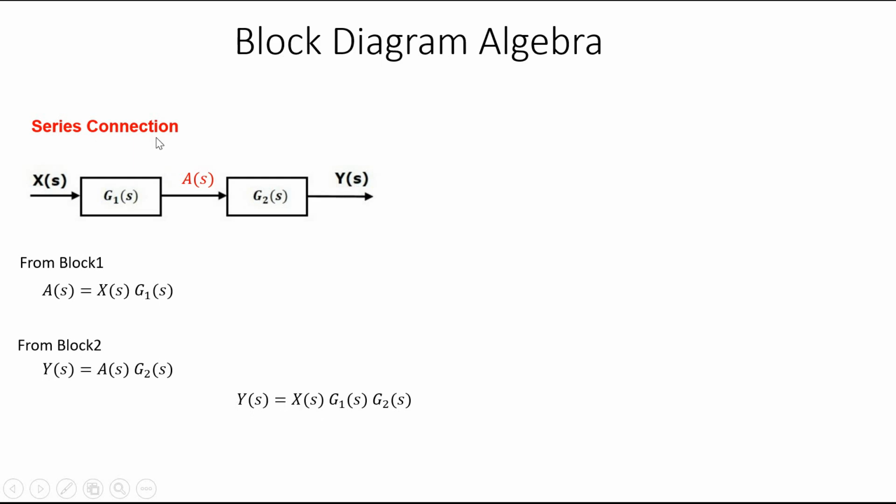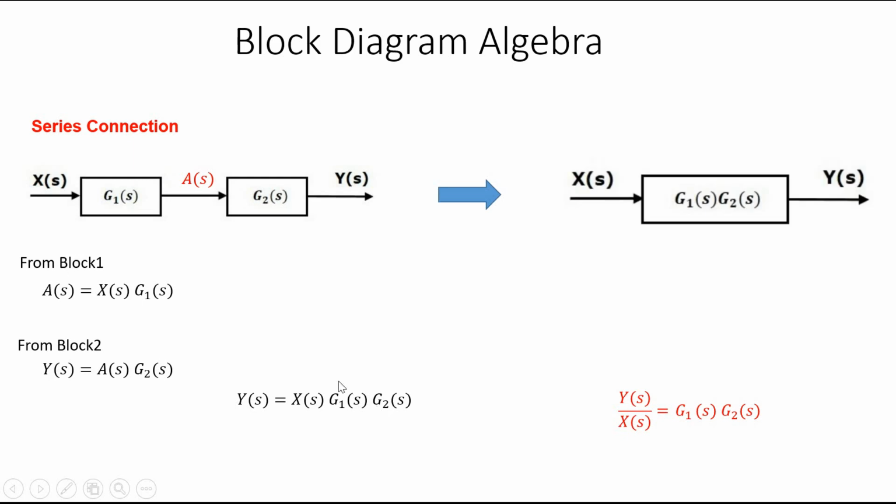Or we can say that Y(s) by X(s), that is the transfer function. If you are replacing it by one block, it will be equal to Y(s) by X(s), which is G1(s) into G2(s) from this equation. So we can reduce this into a single block whose value is the product of these two. If there is a series connection, it can be reduced to a single block by writing it as the product of these two transfer functions. So that is the series connection.